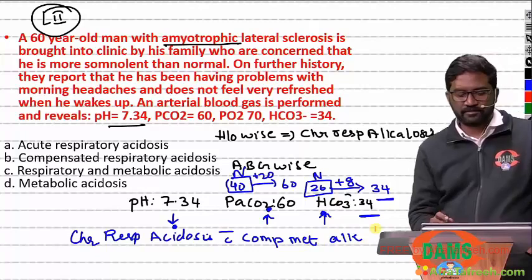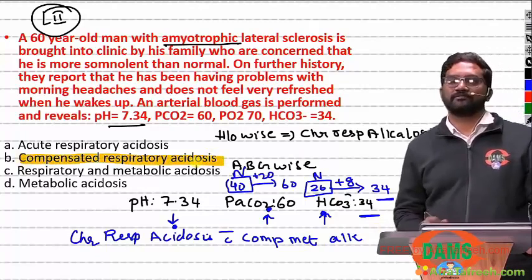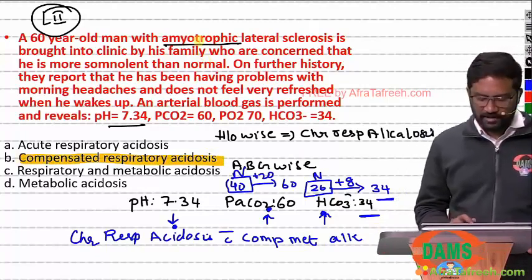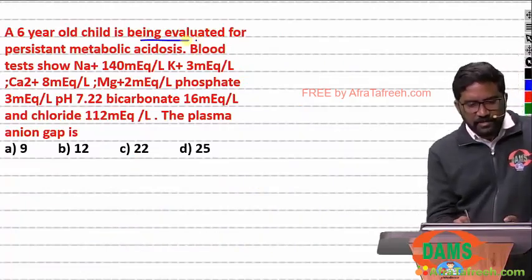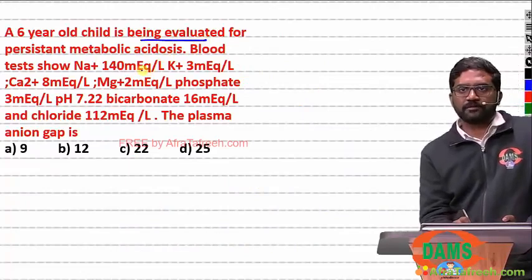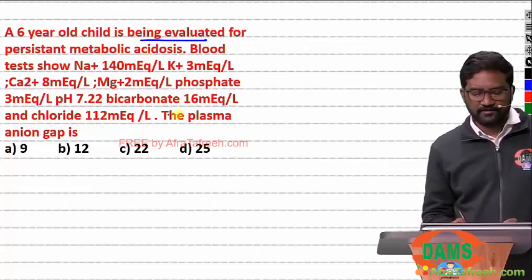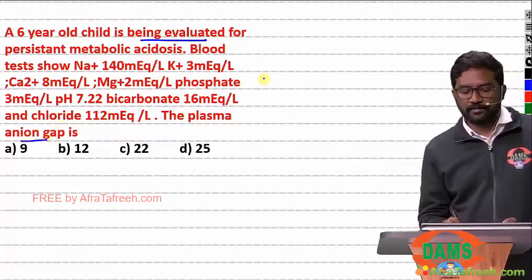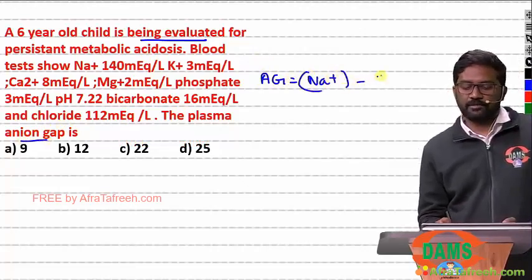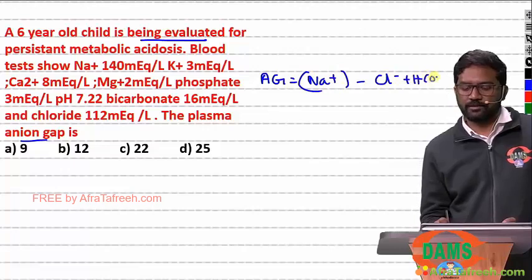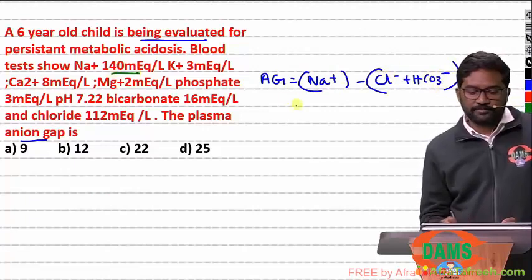In simple words, it can be written as compensated respiratory acidosis. Compensated respiratory acidosis. Next question. A 6-year-old child being evaluated for persistent metabolic acidosis. Lot of parameters are given. They're asking you to see the anion gap. Let them give whatever they want. For anion gap, we will only use these parameters. New formula.